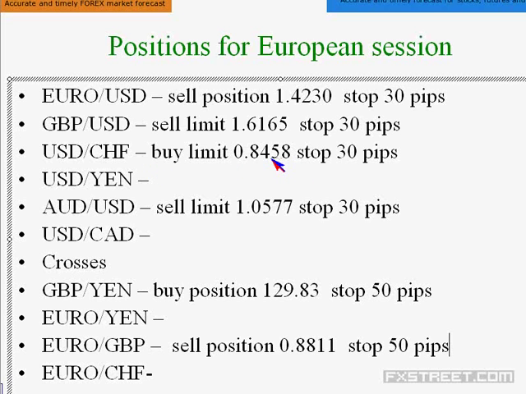Then GBP CHF, they have not filled the order. They have gone up to 84.70. So probably on the next pullback, I'll try to take a buy. But this is my limit order. Australian dollar, they filled it, and currently it is trading around the same level, 1.0577. So it is a limit.